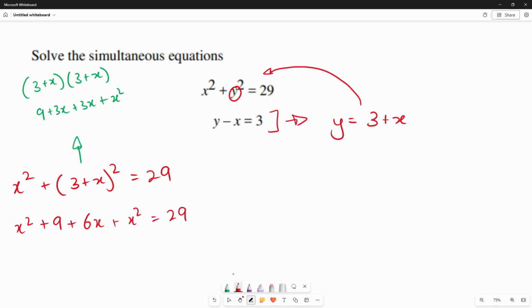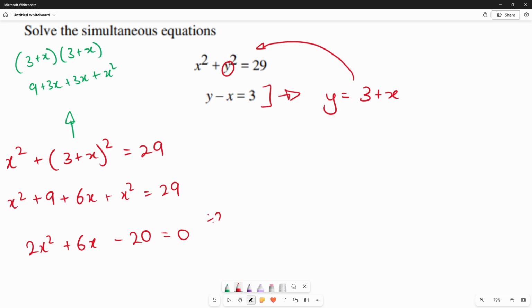Let's get all the variables to one side, so that is 2x squared, because we have the 2 x squareds, plus 6x minus 20 equals 0, because 9 minus 29 is minus 20. Let's divide through by 2 to get rid of the 2 in front of the x squared. We don't need to do this, but I'm going to do this just to make it easier to work with. So that's going to be x squared plus 3x minus 10 equals 0.